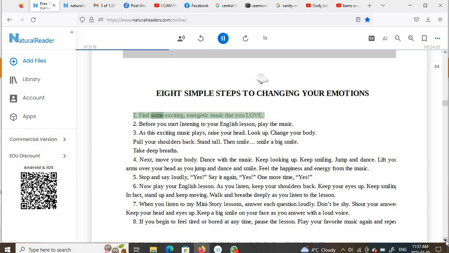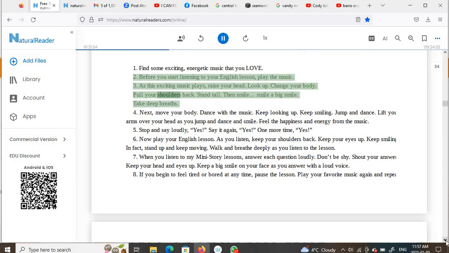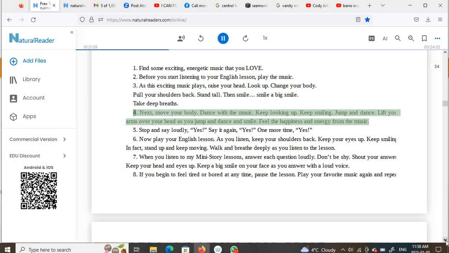8 simple steps to changing your emotions. 1. Find some exciting, energetic music that you love. 2. Before you start listening to your English lesson, play the music. 3. As this exciting music plays, raise your head. Look up. Change your body. Pull your shoulders back. Stand tall. Then smile. Smile a big smile. Take deep breaths.